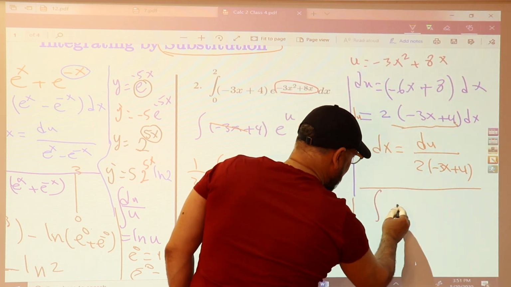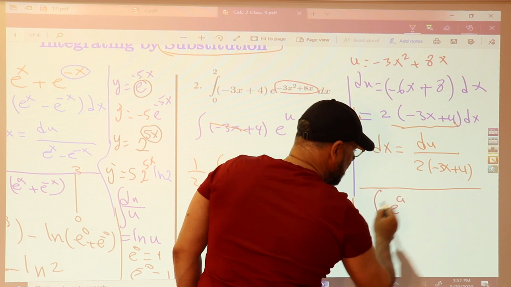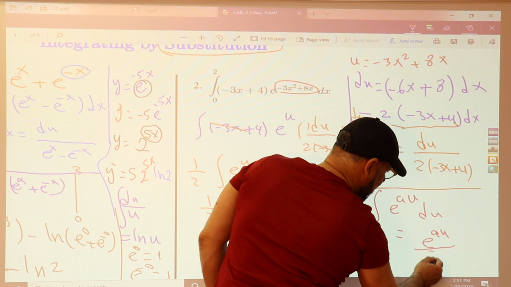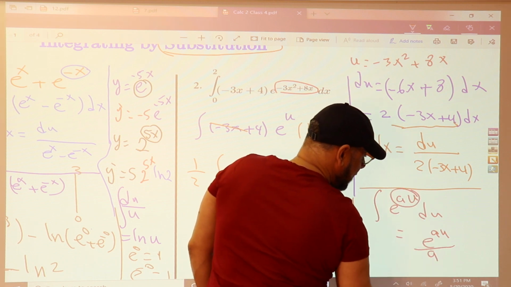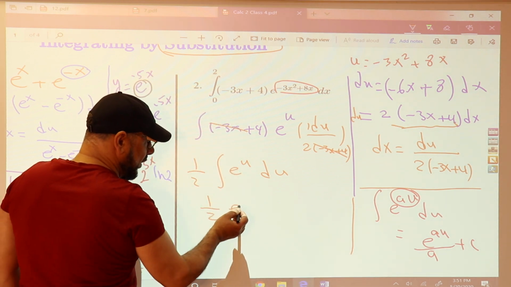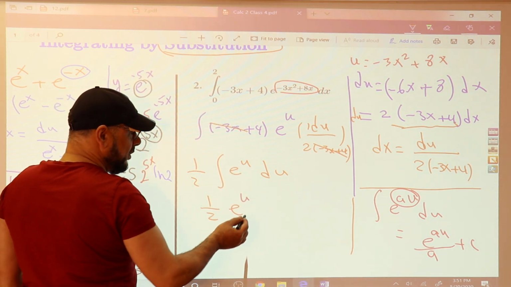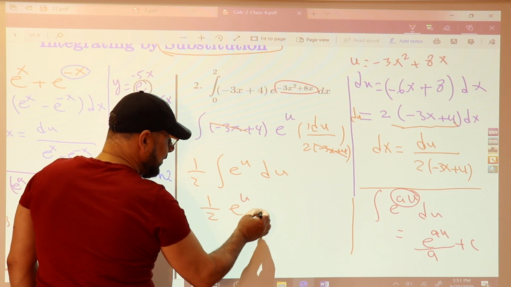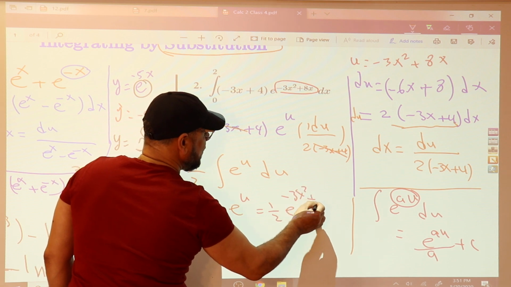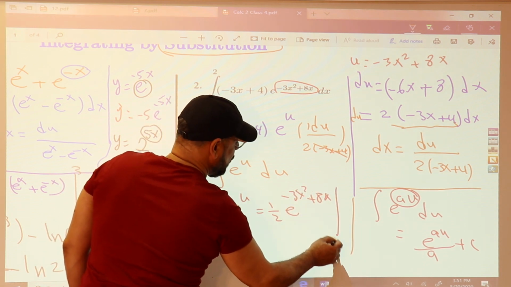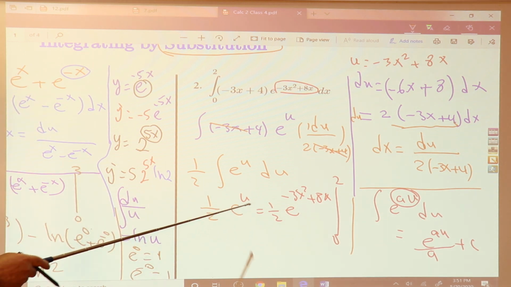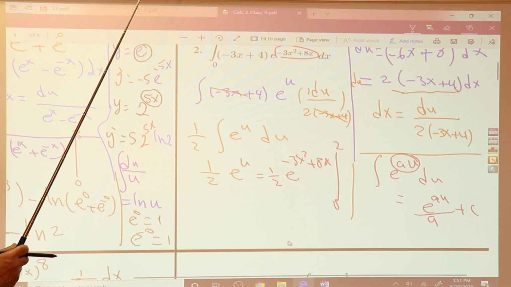Now the integration of e to the u du, in a different color, is e to the u over the derivative of the exponent, plus c. Since I have e to the u only, the integration of e to the u is e to the u. Now bring u as is. What is u? u is negative 3x squared plus 8x. Now my limit is from 0 to 2.